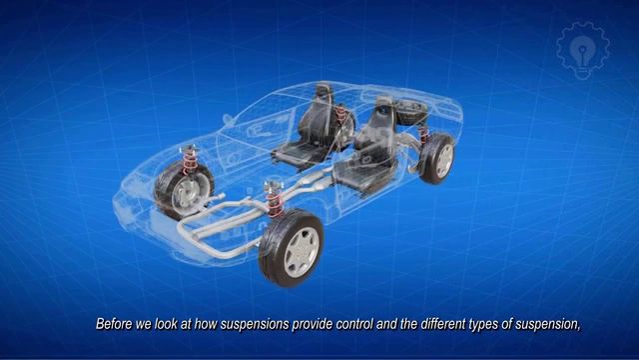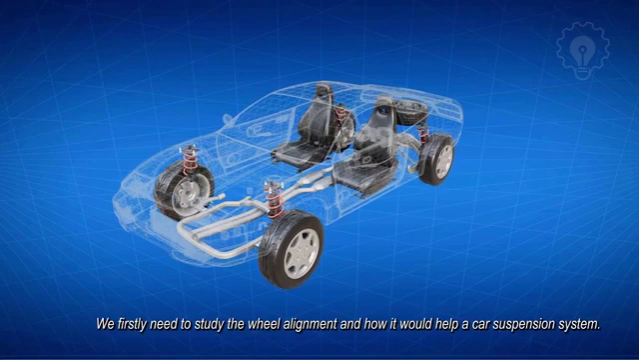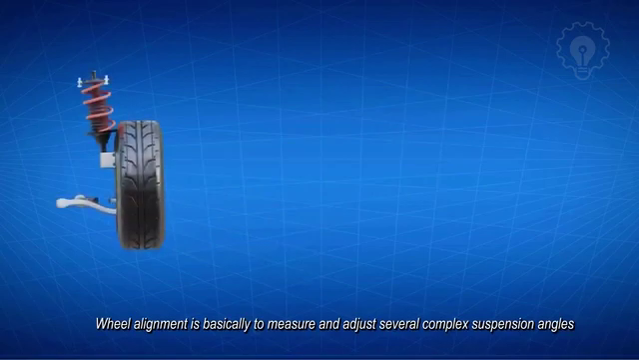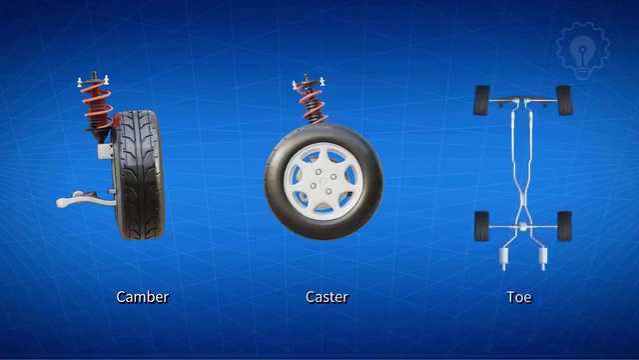Before we look at how suspensions provide control, and the different types of suspension, we firstly need to study the wheel alignment, and how it would help a car suspension system. Wheel alignment is basically to measure and adjust several complex suspension angles, including camber, caster, and toe angle.